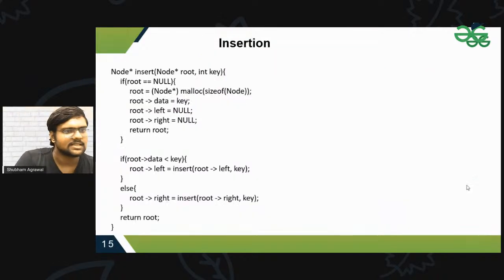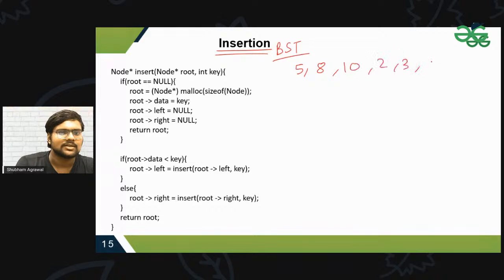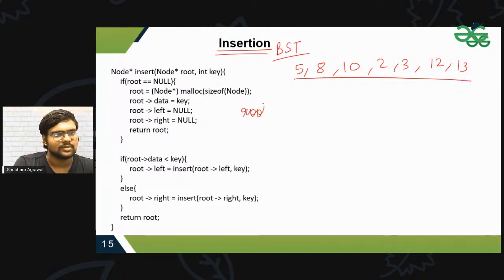So first let's see how we can insert a node in a binary search tree, insertion in BST. Say we have some nodes: 5, 8, 10, 2, 3, 12 and 13. I have to insert these nodes in the binary search tree which is currently null. So root is currently pointing to null, which means the tree is empty.